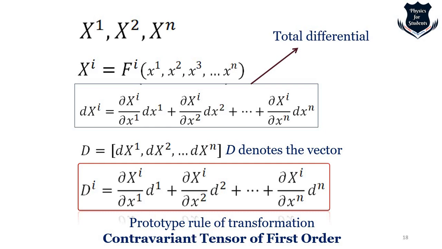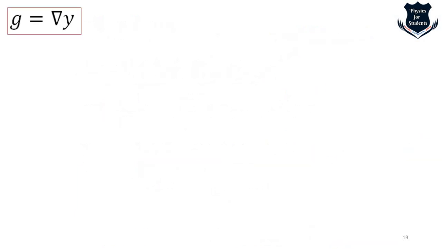Now why have I taken first order? Because it will be easy to explain, easy as an example, and easy for you to understand. So capital D with respect to small d, this is how it happens, and this is basically the rule of transformation for a contravariant tensor of first order. On the other hand, if we take g equals nabla y, it is a covariant tensor, so it doesn't transform according to this rule, right?